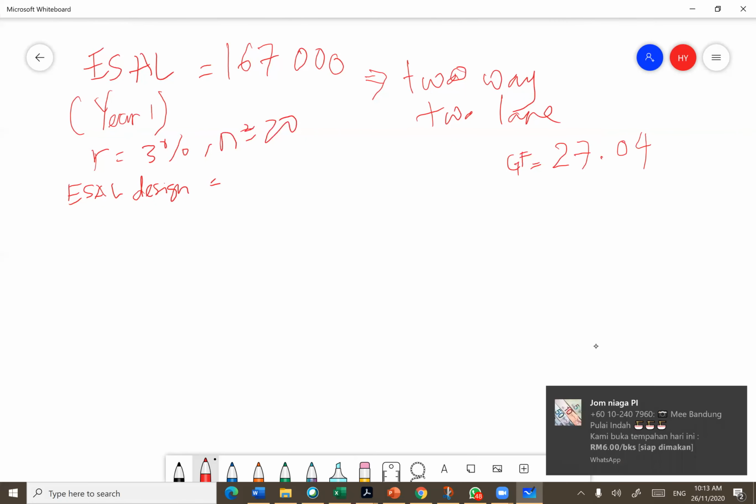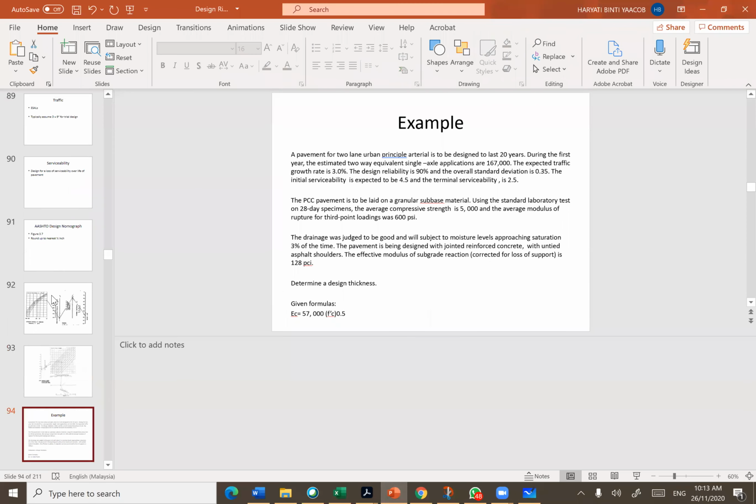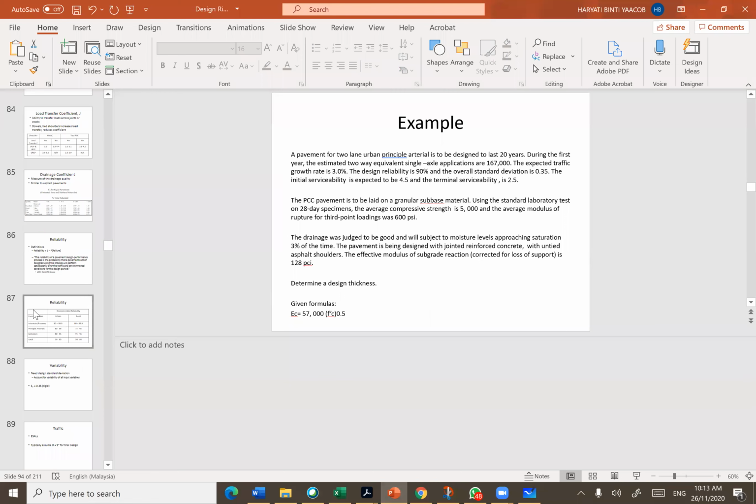Is it correct? If you refer to the table, is it the same? In the table, there is no 3%, only 2. Oh, the table doesn't have 3%. Okay, now then try using the formula. Do you still remember the formula? Tak ada table, kita guna formula.